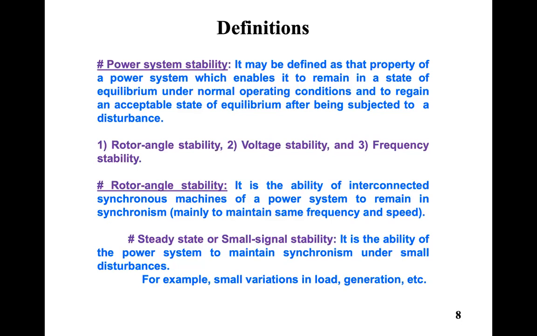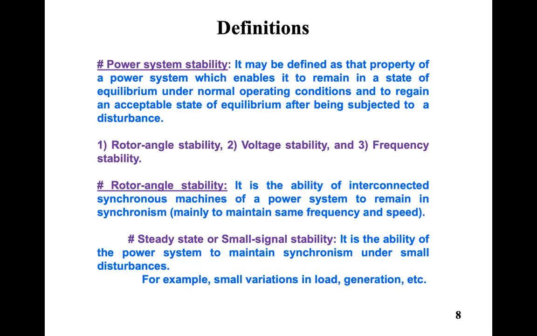So because of small change and because of large change, in both cases, if after some oscillation or some change, the voltage, frequency, rotor angle, speed, everything comes back within an acceptable range, then that is called stability. This means the power system is stable. Is this fine? Yes, sir. Okay.